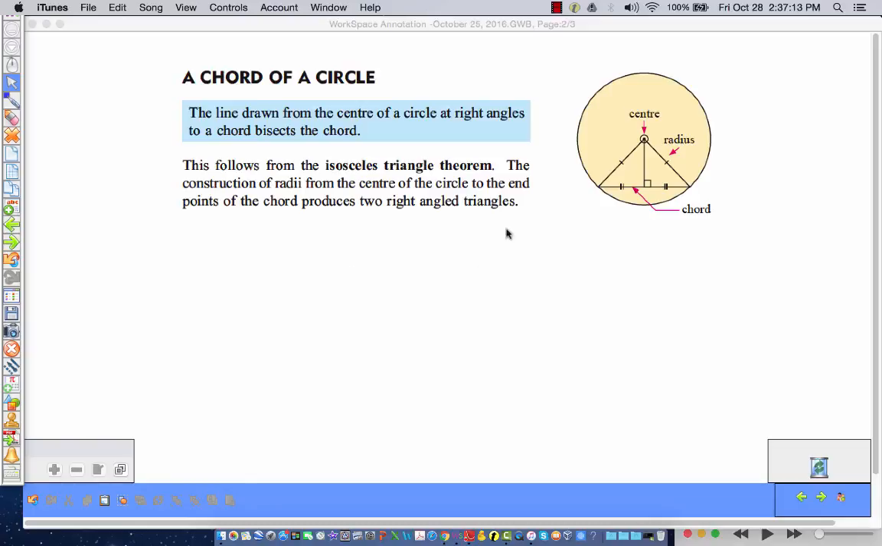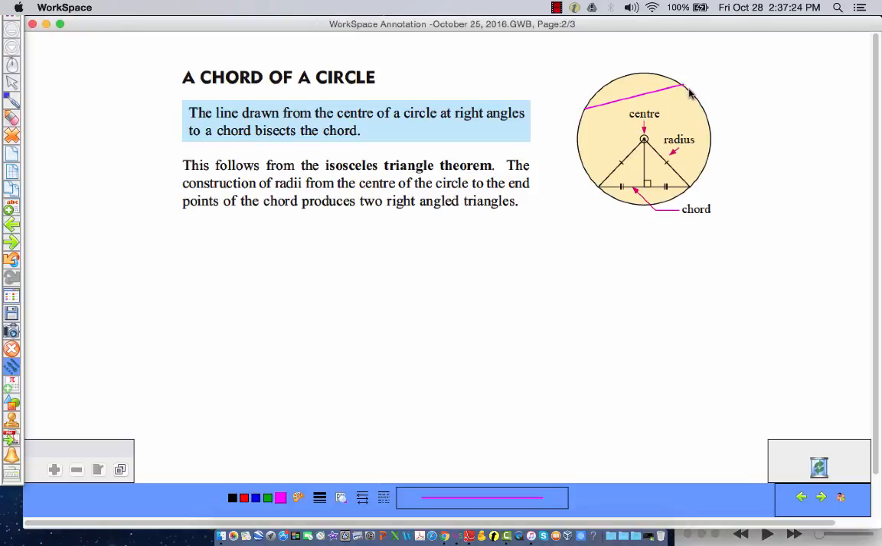Now remember, a chord is any line segment where its endpoints are on the circle. So this is a chord right here. This is a chord. This is a chord. Anything, any line segment, the diameter is a chord. So any line segment whose endpoints are on the circle is called a chord of a circle.